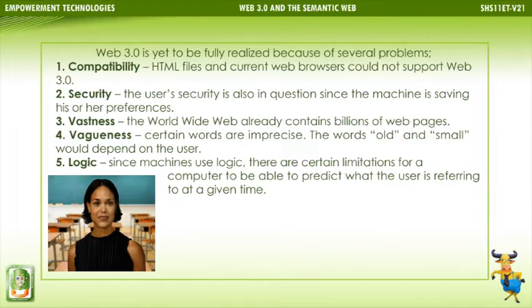4. Vagueness. Certain words are imprecise. The words old and small would depend on the user. 5. Logic. Since machines use logic, there are certain limitations for a computer to be able to predict what the user is referring to at a given time.